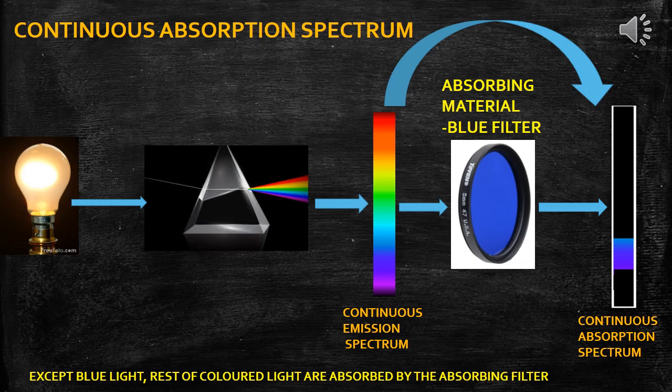What will happen? The blue filter will absorb all the colors and it allows the blue light alone. So on the screen, you are not able to see the remaining colors except blue. The other colored regions will become dark and the blue alone appears on the screen. This kind of spectrum is called absorption spectrum. Specifically, this one occurs on a continuous spectrum. That's why this is called continuous absorption spectrum.